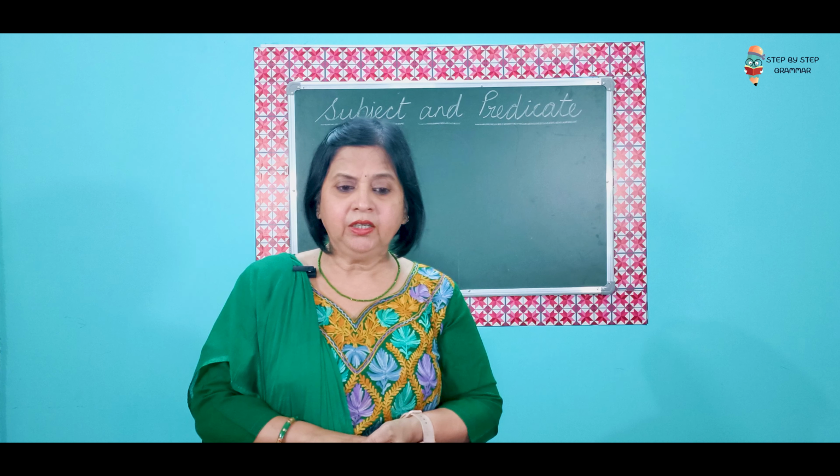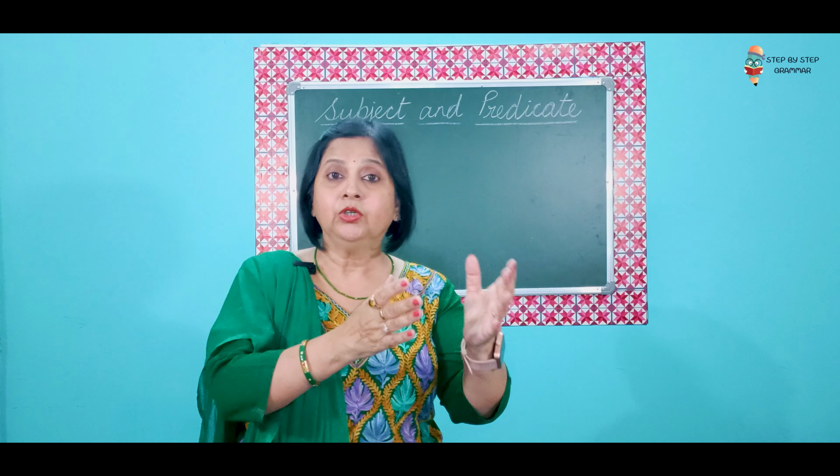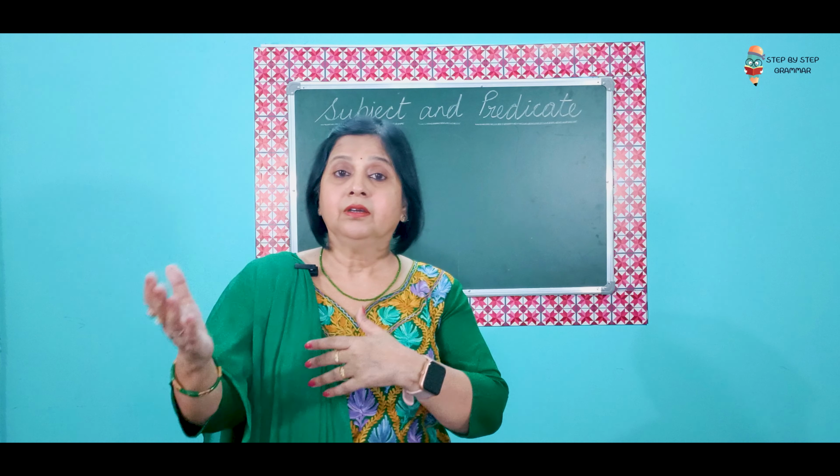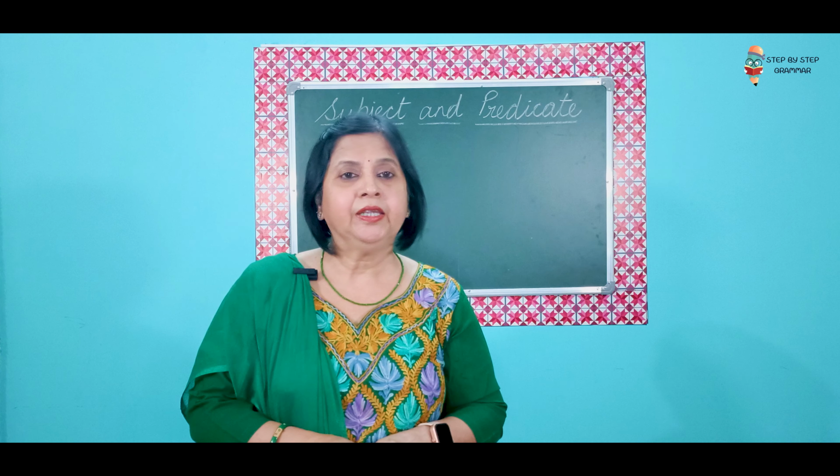And the last one, the tortoise defeated the hare. Whom are we talking about? We are talking about an animal, the tortoise. If you take the verb, who defeated the hare? It is the tortoise. So defeated the hare is the predicate part.